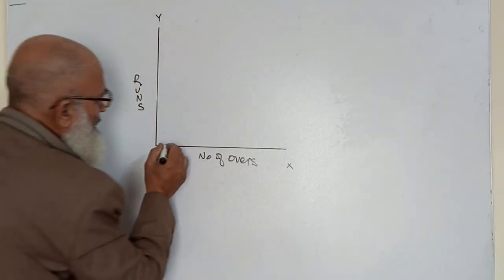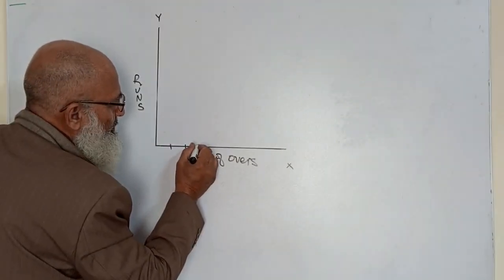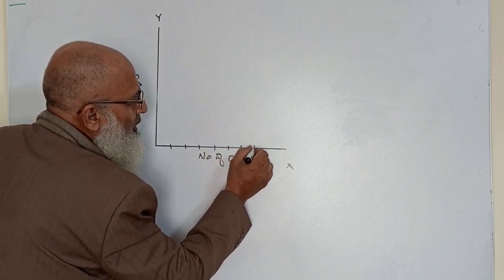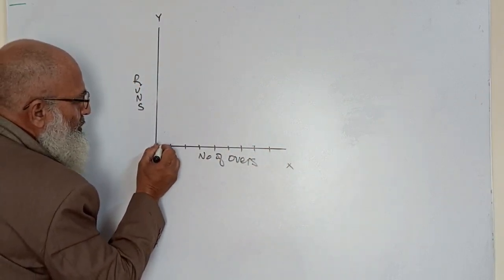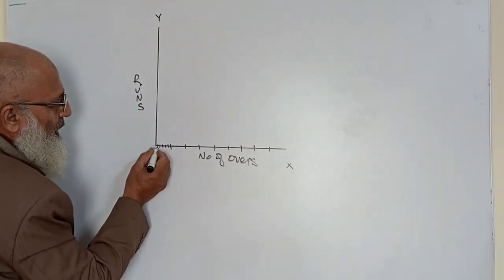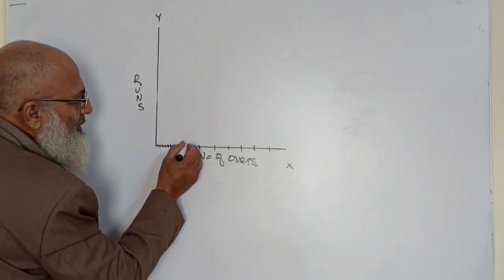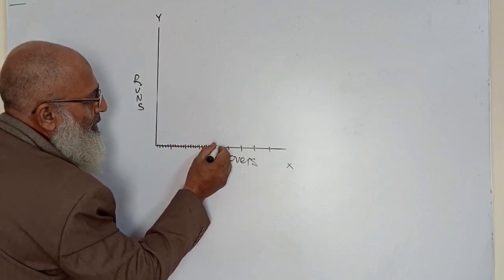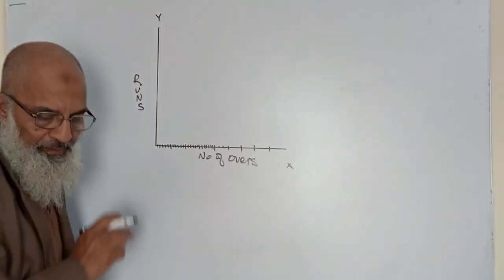Okay, now for each over there are 6 balls. Now you see how detailed it is. Now we are going to further divide it into 6 balls. 1, 2, 3, 4, 5, 6. And similarly, all over the board. And the runs are over here.